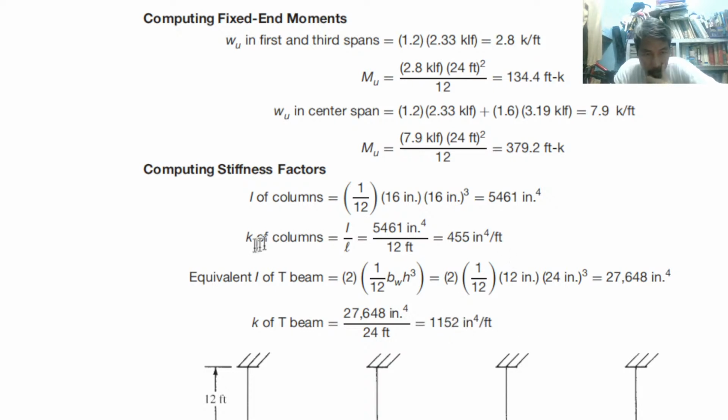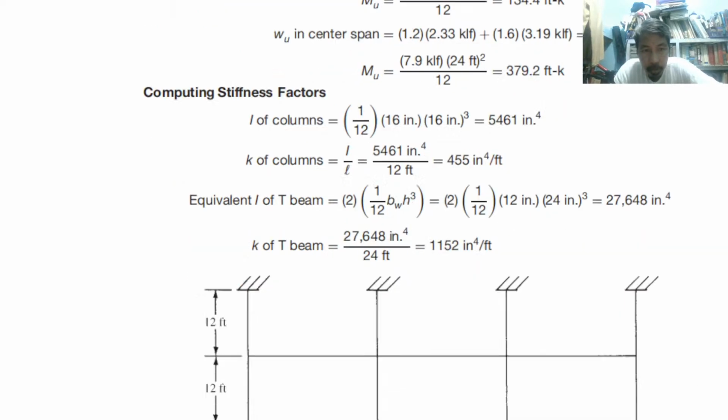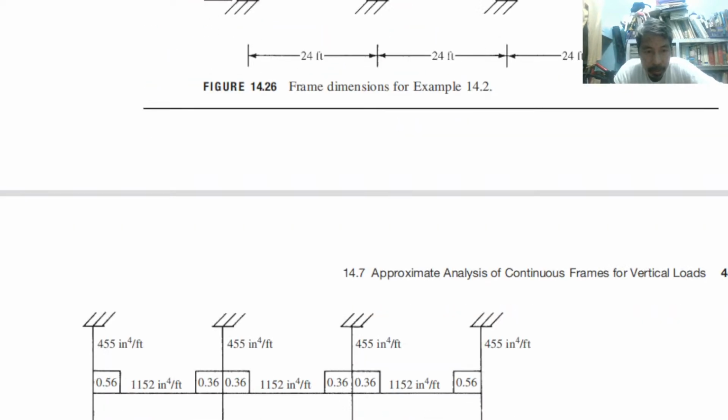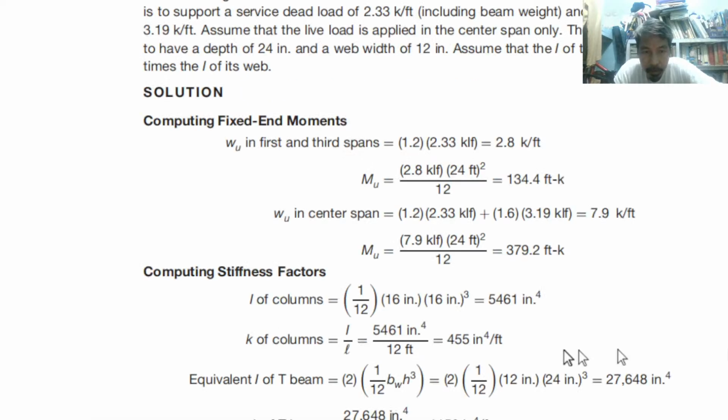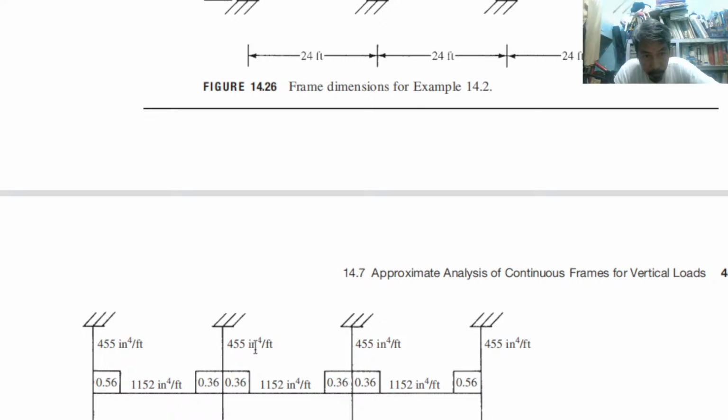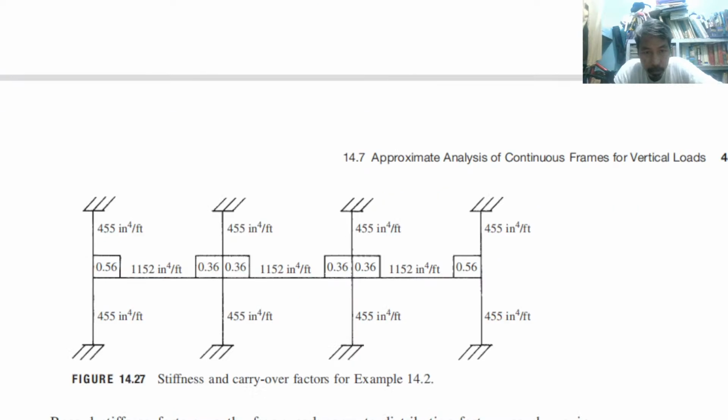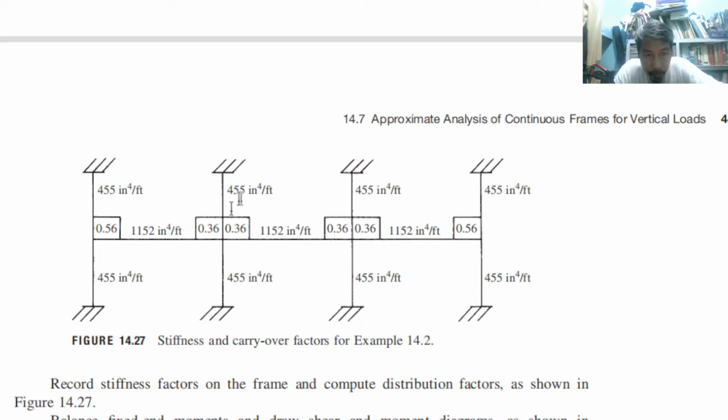Therefore, 1,152 compared to the column. Those are the values of K. Take a look at the values of K: 455, 455, 455, 455, and 1152. So this is the T-beam, and those are the columns.